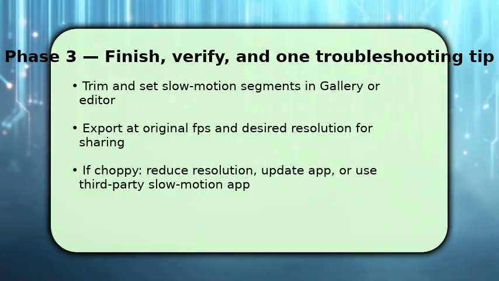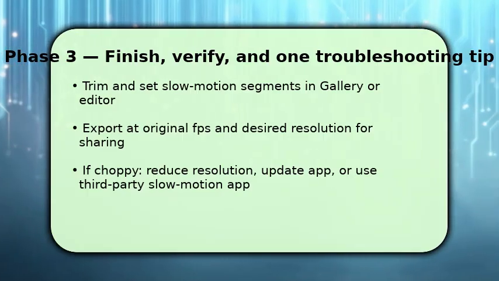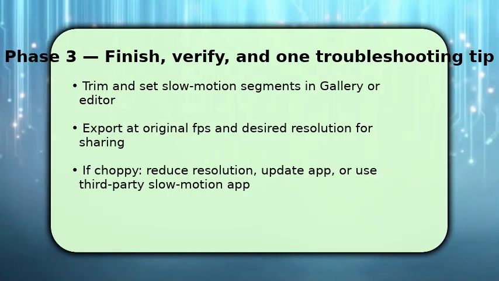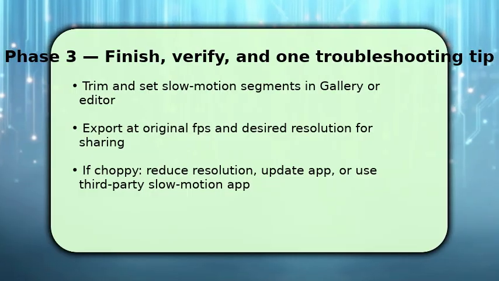If playback is choppy, make sure the camera app and OS are updated, lower resolution, or try a well-rated third-party slow motion app. If problems persist, reboot the phone and retry the capture.